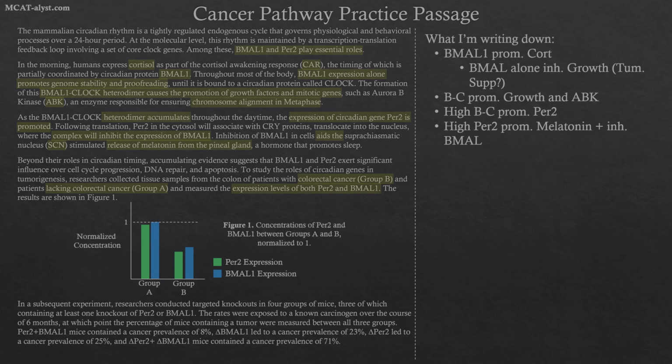So anytime you're going through an experiment, it's a good idea to identify which group is the control, because you know what's supposed to happen with the control. And then once you've identified which group is the control group, you're comparing the other groups to that control group. So group A is going to be the control group. They're the ones lacking colorectal cancer. So we're going to be comparing group B to group A.